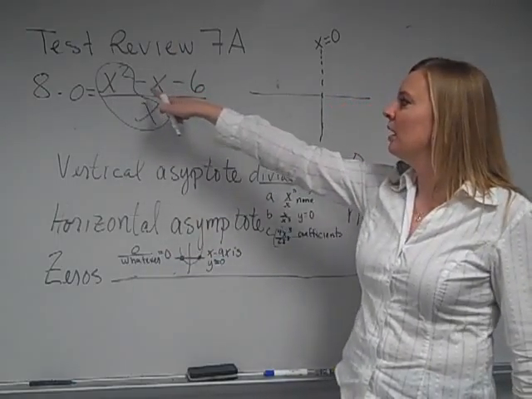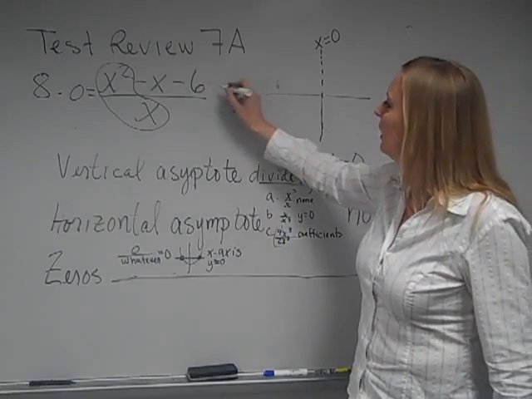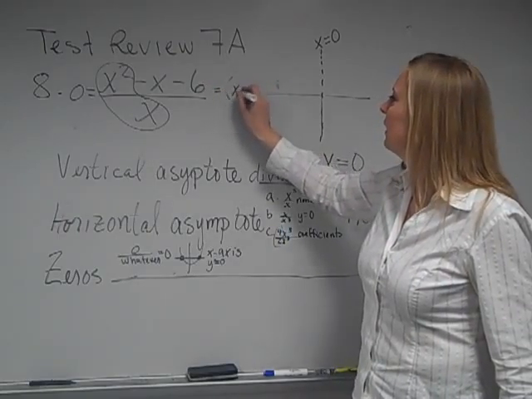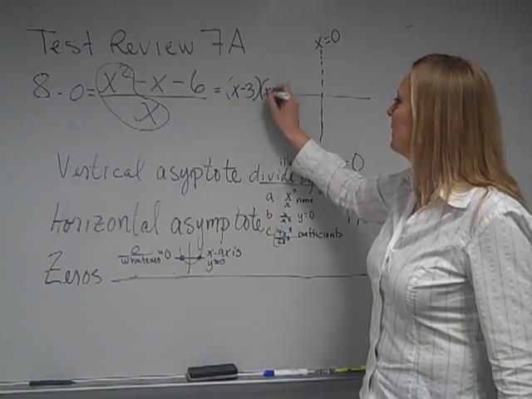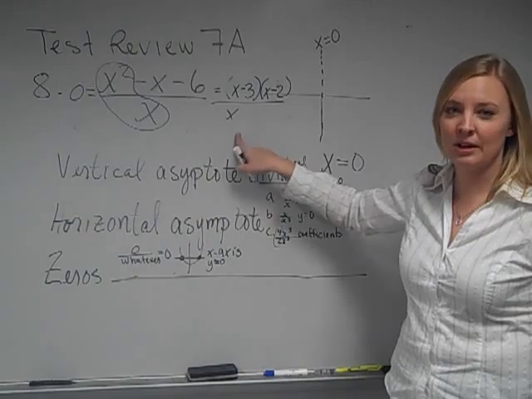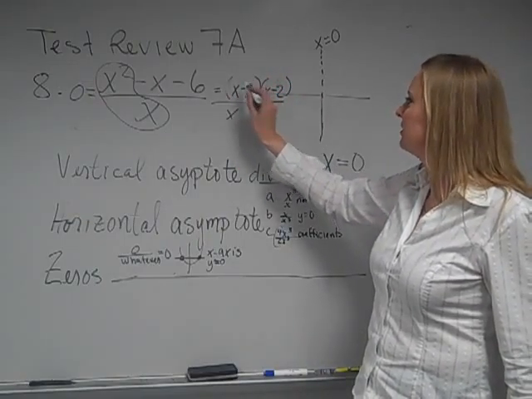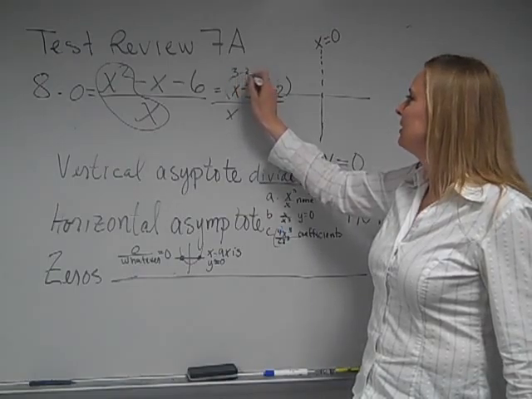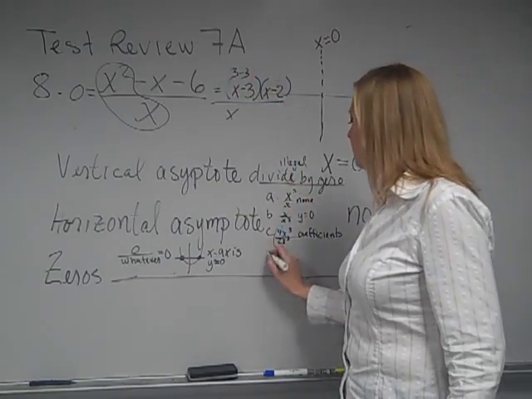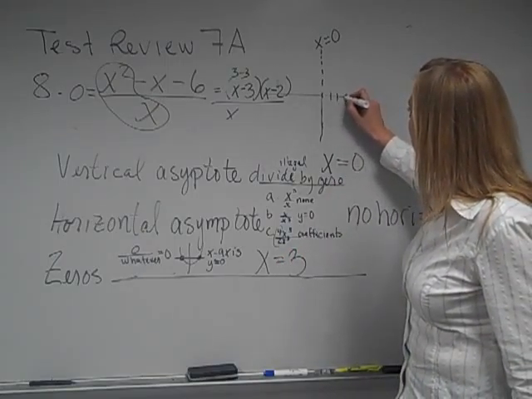Here, we're saying, when is x squared minus x minus 6 equal to 0? Let's factor first. x minus 3 times x minus 2, all over x. We don't care about x. We want to know what makes this factor equal to 0. 3 minus 3 would make this 0. So you have 1 zero at x equals 3.